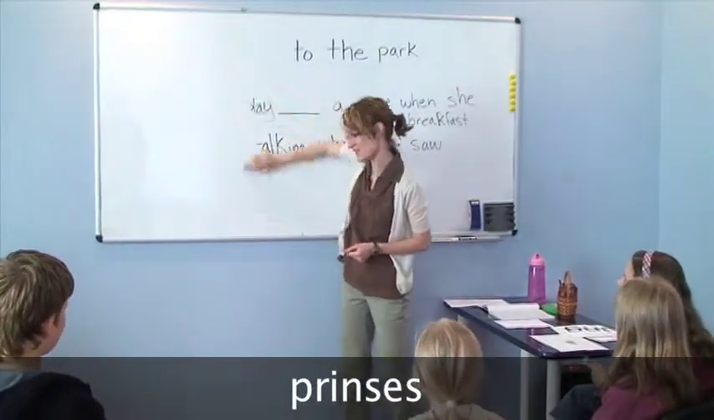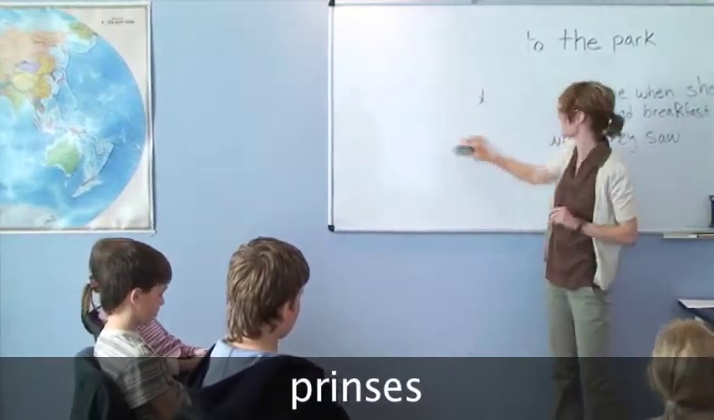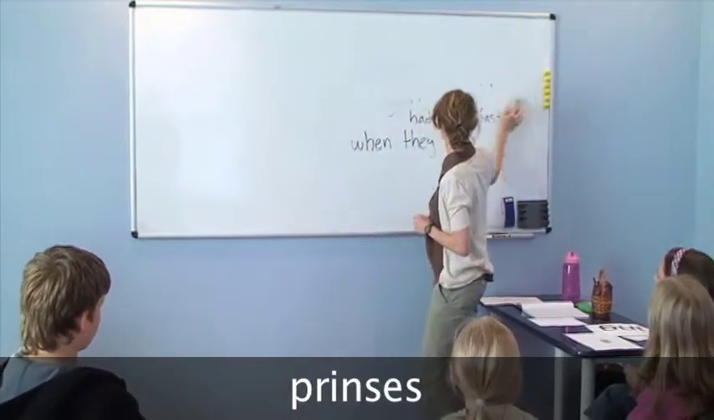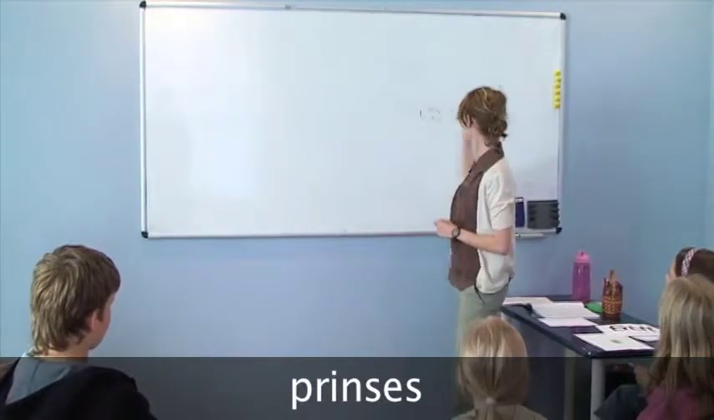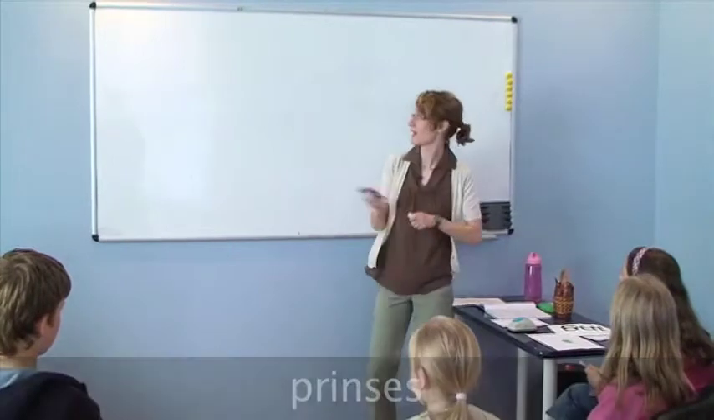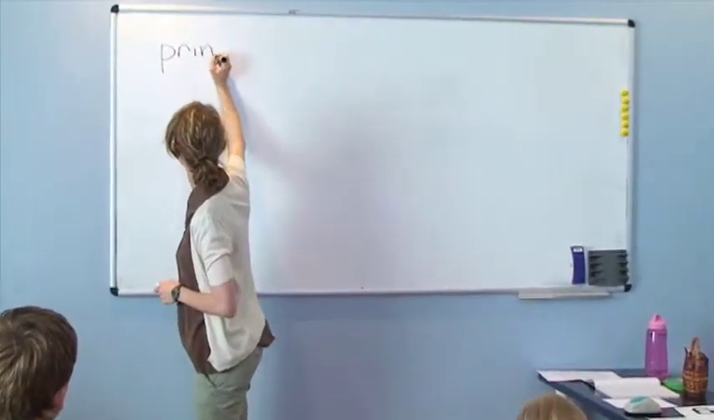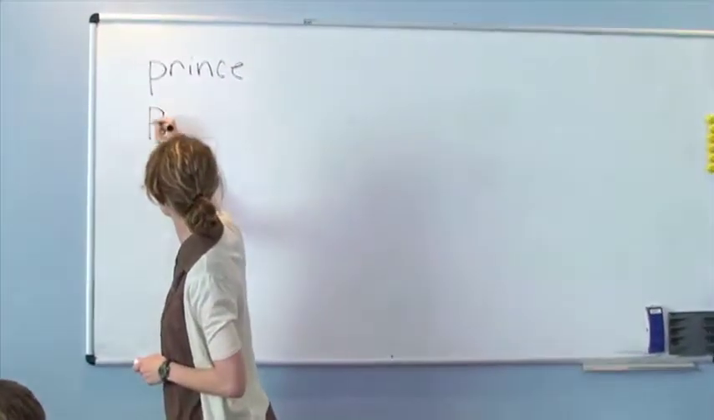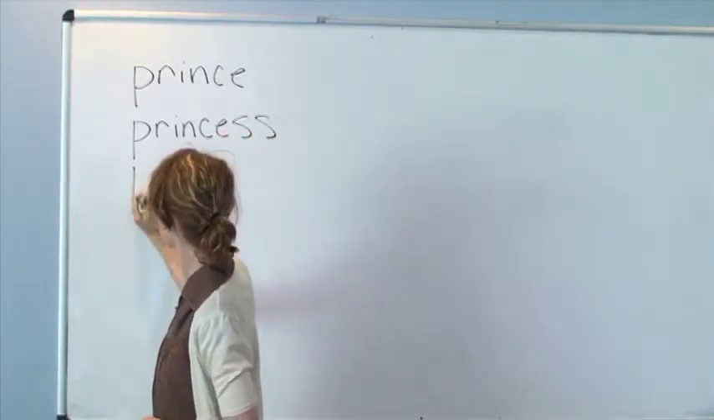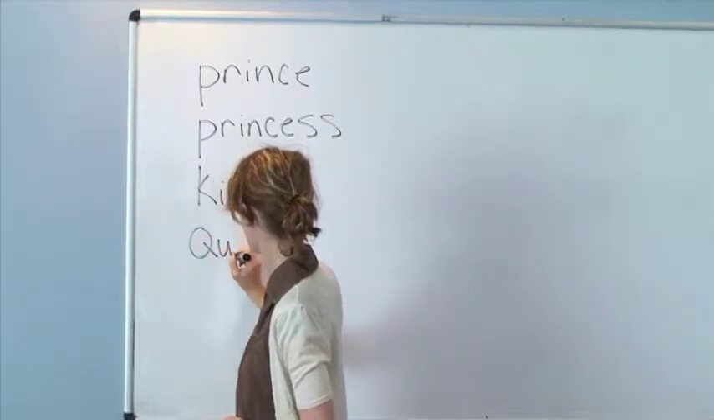Lena, do you know what a princess is? Does she wear a crown? Yes. And her mom is the queen. Oh, her mom is the queen. And who would her dad be? The king. Good. So we have prince. And we have princess. And we have king. And queen.